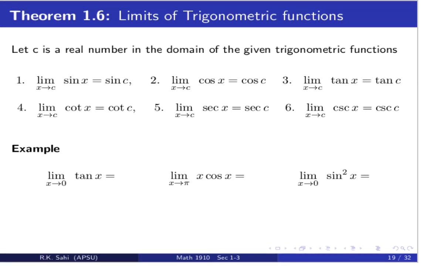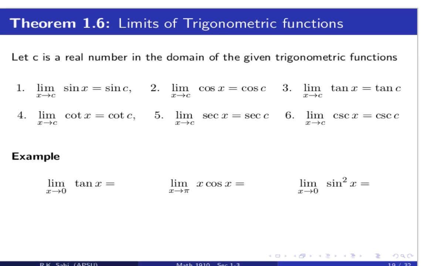Now let's look at the limits of trigonometric functions. If c is a real number in the domain of the given trigonometric function, then the limit of sine x as x approaches c is simply direct substitution, sine c. Similarly, the limit of cosine x as x approaches c is cosine c. The limit of tangent x as x approaches c is tangent c. The limit of cotangent x as x approaches c is cotangent c. The limit as x approaches c of secant x is secant c. And the limit of cosecant x as x approaches c is cosecant c. In other words, all direct substitution.